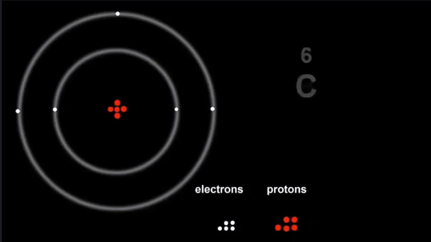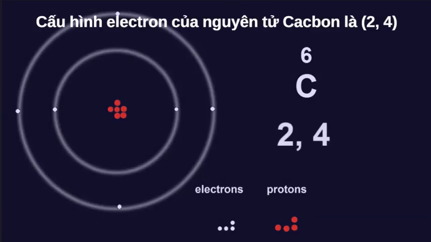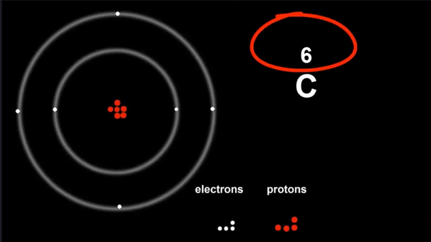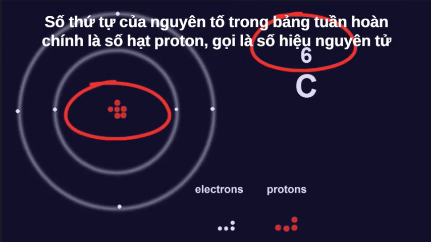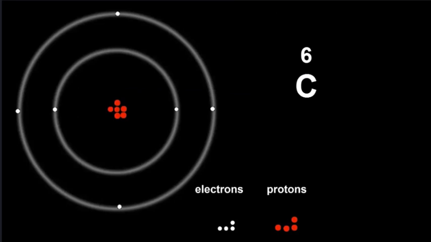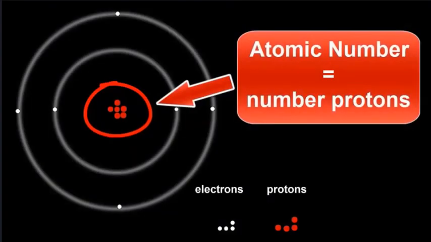Then number 6, carbon. 6 protons and 6 electrons. Its electron configuration is 2, 4. Do you notice a pattern here? The number of the atom, its atomic number, is always the same as the number of protons in its nucleus. Earlier, we learnt that atomic number meant the place of an atom in the list of atoms from the lightest to the heaviest. When scientists discovered these subatomic particles, they realised that atomic number was also exactly equal to the number of protons in the nucleus.